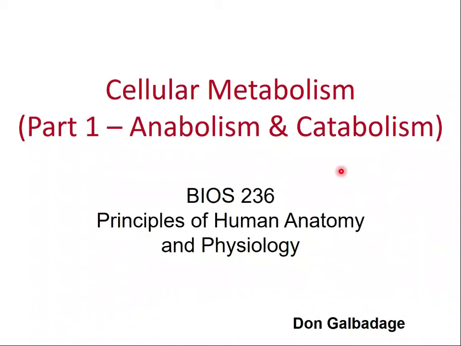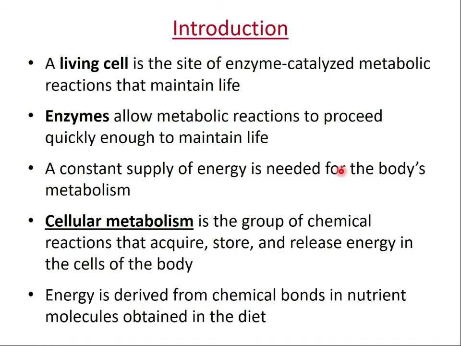In this lecture, we will discuss cellular metabolism. Part 1 will cover anabolism and catabolism. In order to maintain life, certain reactions need to constantly occur. The cell is the site for these enzyme-catalyzed metabolic reactions that are needed to maintain life. An enzyme is a protein that helps these metabolic reactions to happen. There needs to be a constant supply of energy so that these metabolic reactions can happen.